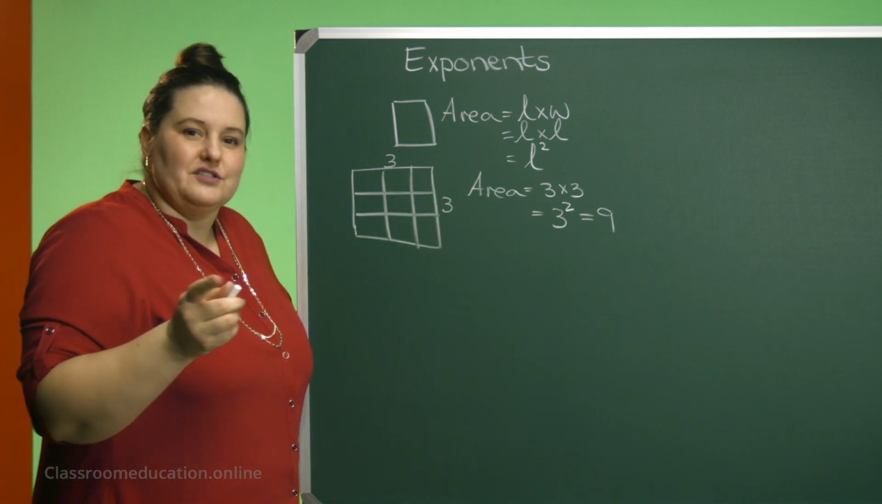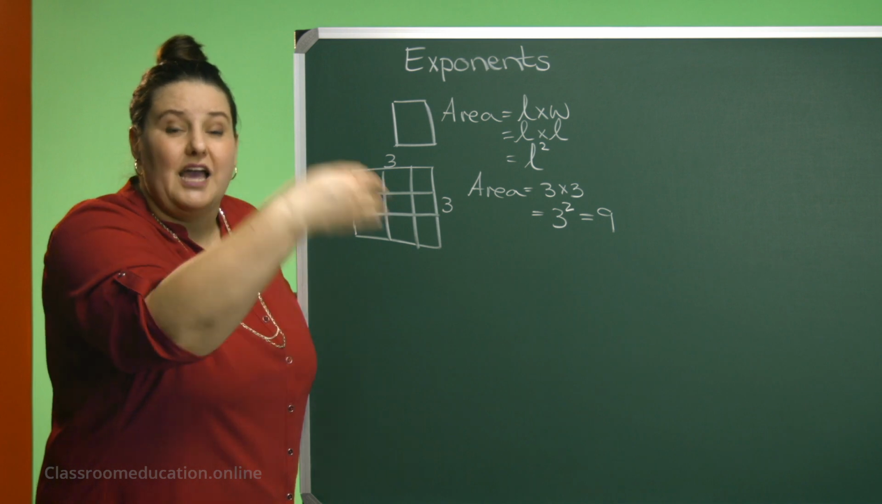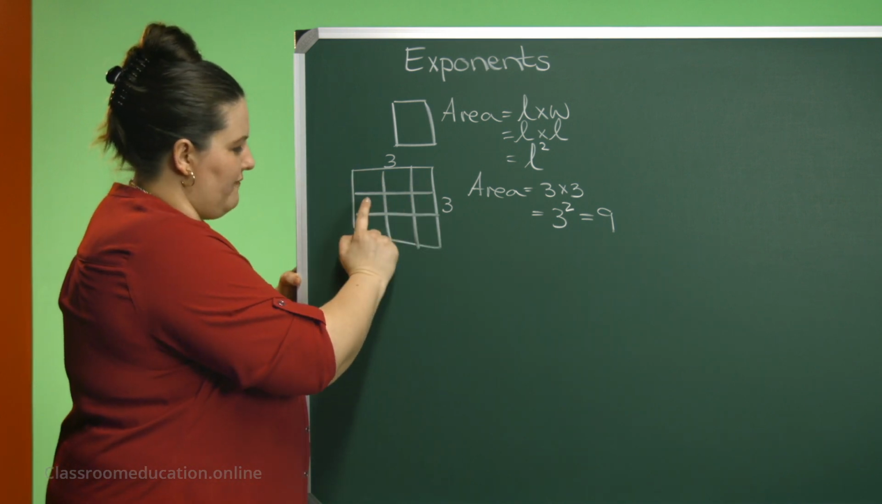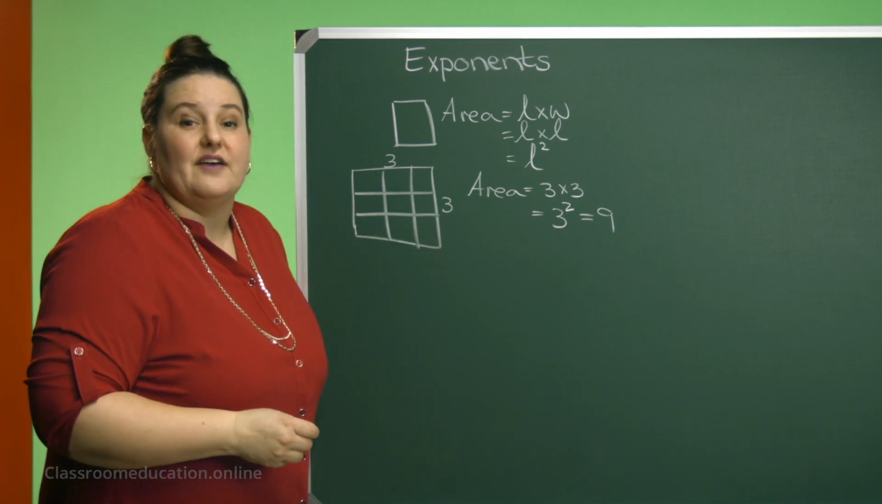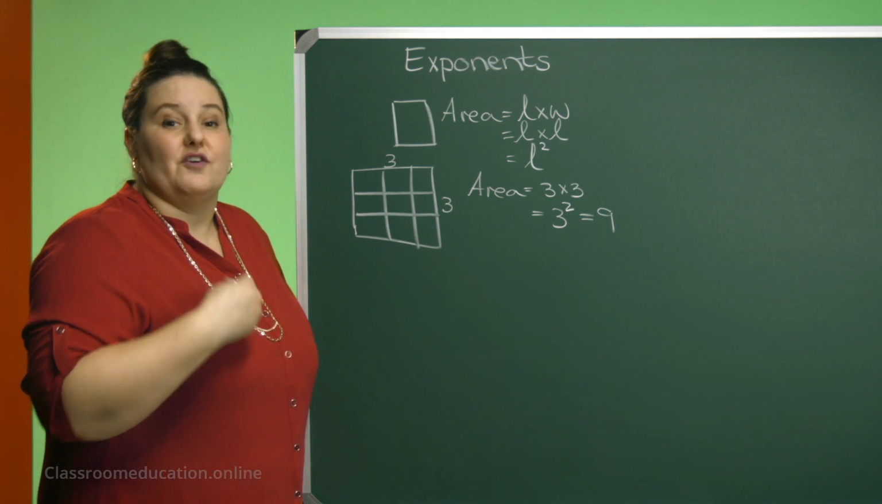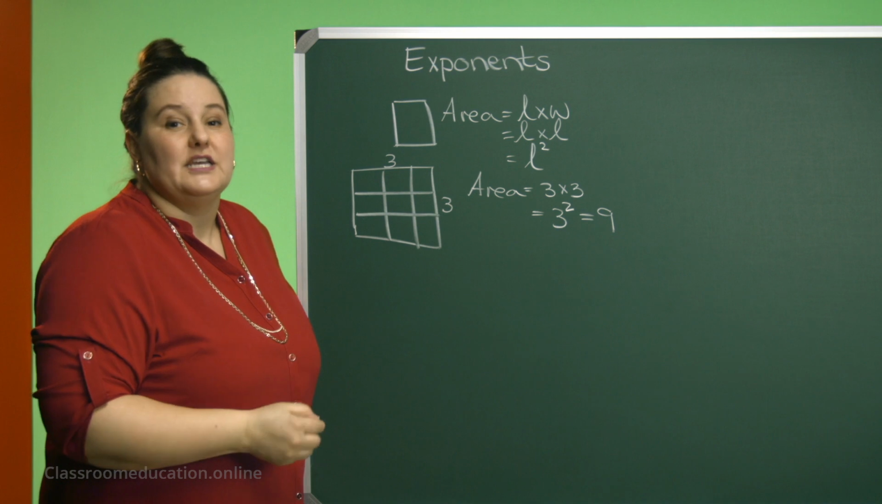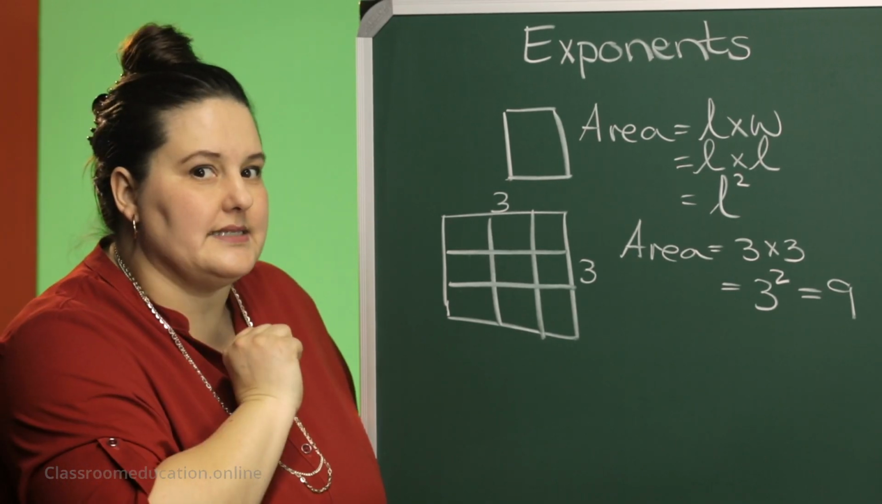Now, boys and girls, if you look at the big square that I drew here, you can actually go and count the little squares. Let's have a look. 1, 2, 3, 4, 5, 6, 7, 8, 9. So I have a big square that consists of 9 little squares, and the length of a side will be 3.